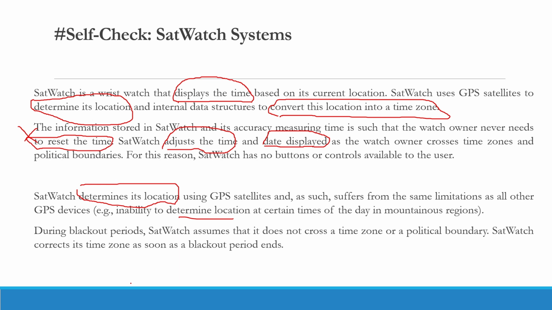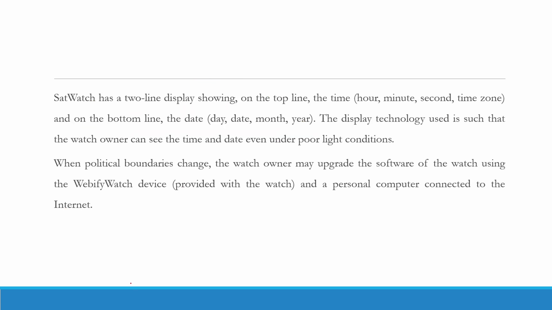SatWatch has a two-line display showing on the top line the hour, minute, second, and time zone, and on the bottom line the date, month, and year. The display technology is such that the watch owner can see the time and date even under poor light conditions. When the political boundaries change, the watch owner may upgrade the software of the watch using a Wi-Fi device. So upgrade software is another use case, using the Wi-Fi device and a personal computer connected to the internet.